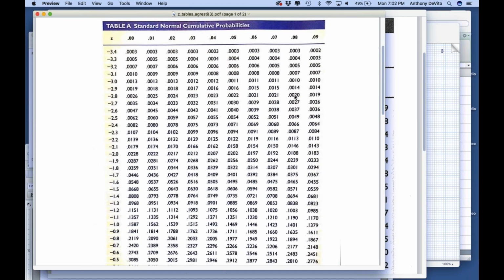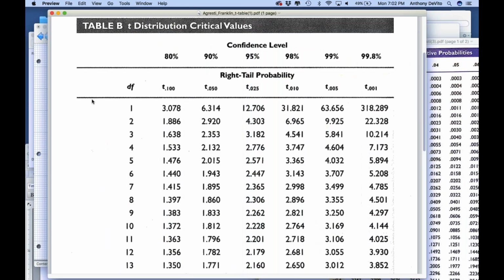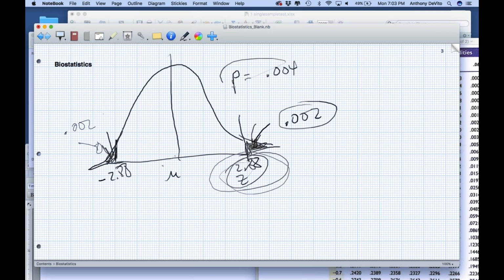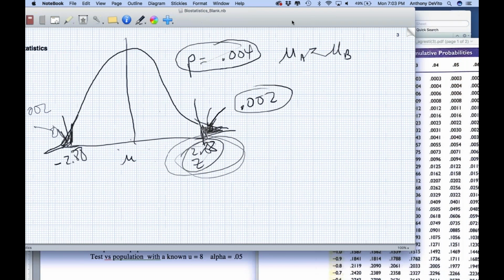Let's see, next to the last one is going to be 0.002. That area is 0.002. So that means that this area is 0.002. So the probability of getting that extreme a difference between these two means is going to be 0.004. I'm going to call that P. That's the probability of getting that extreme a difference between the two means if the two populations really have the same mean.